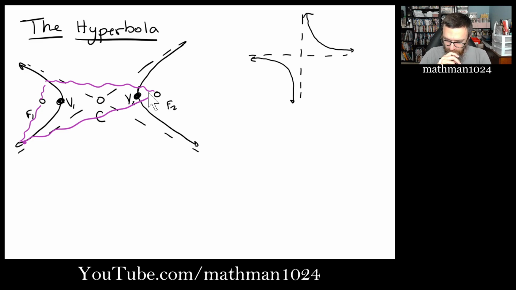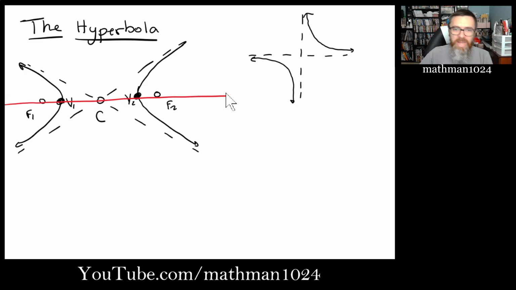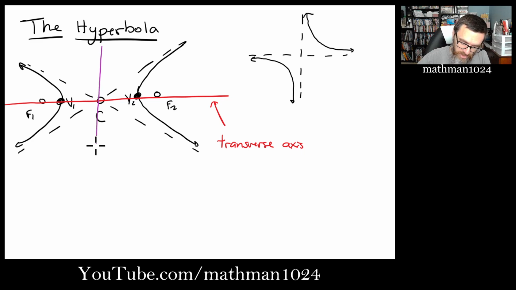All right. Now, when we had an ellipse, we talked about the major axis, the minor axis. Here we don't have that. Instead, what we have is what's called the transverse axis. So the transverse axis is the one that goes through the center and the two foci. This is going to be the transverse axis. And then the one that is perpendicular to that and goes through this center is called the conjugate axis.